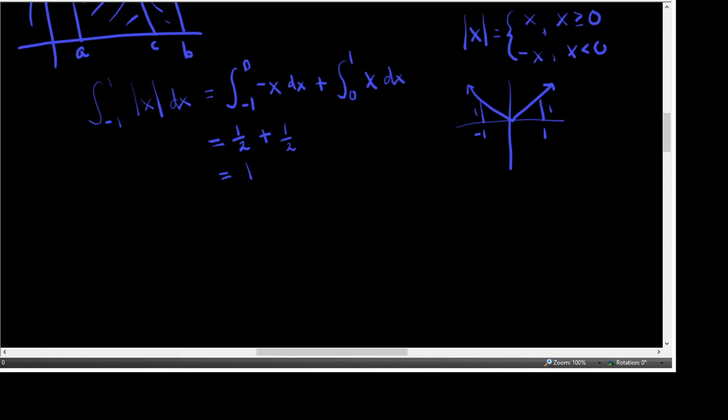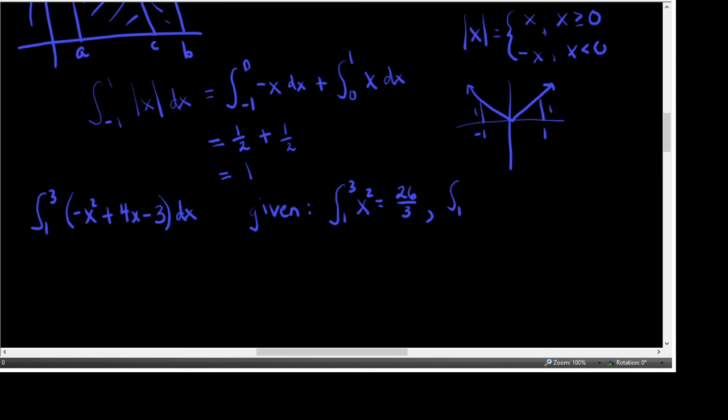So, for example, we're asked to evaluate the integral from 1 to 3 of the opposite of x squared plus 4x minus 3 dx. Given that the integral from 1 to 3 of x squared is 26/3, given that the integral from 1 to 3 of x, oops, I forgot to write the dx before.